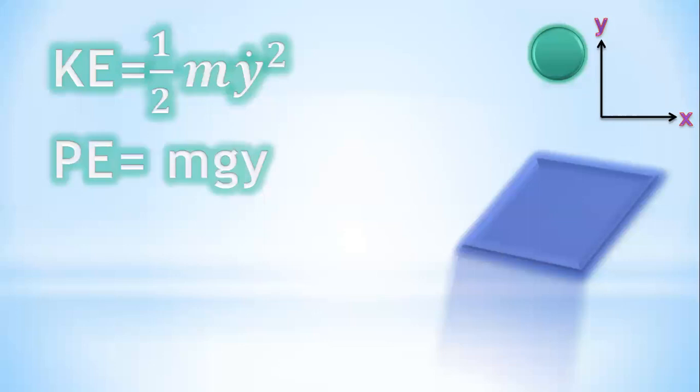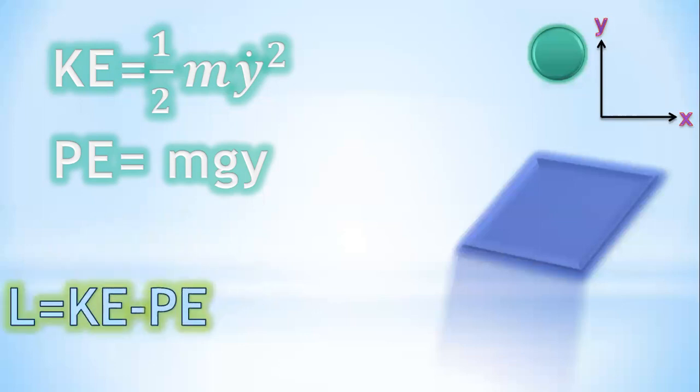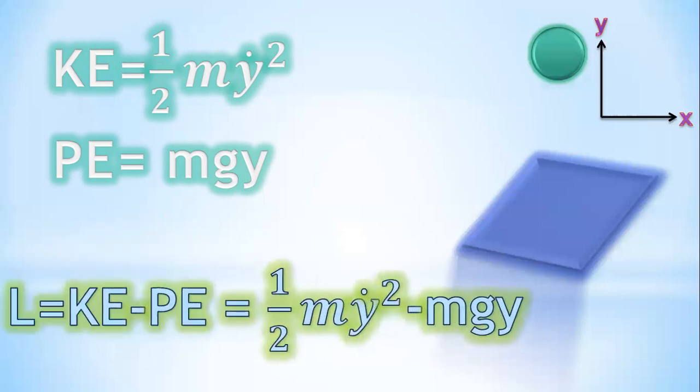By substituting in the Lagrange equation, which is the difference between the kinetic and the potential energy, we get L equals half m y dot squared minus mgy. And the last step is to apply the Euler-Lagrange equation. For that, we must calculate the expression of each term in the equation.